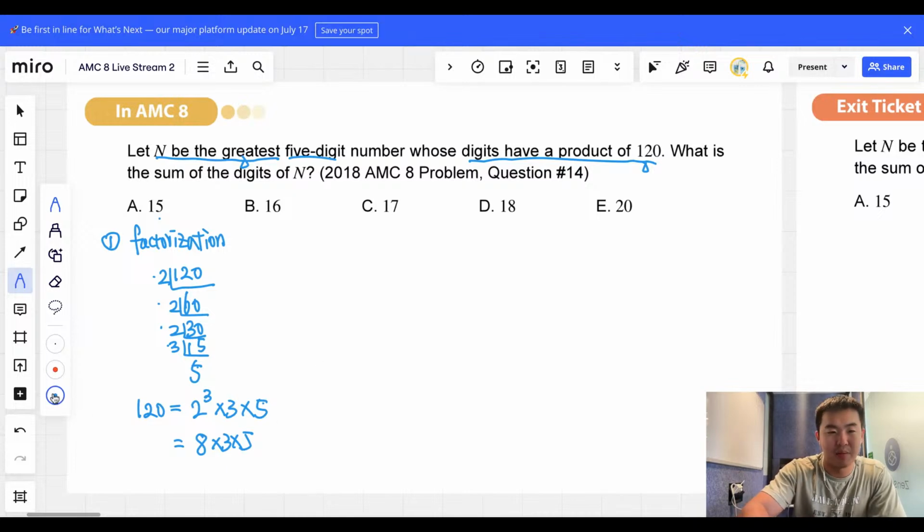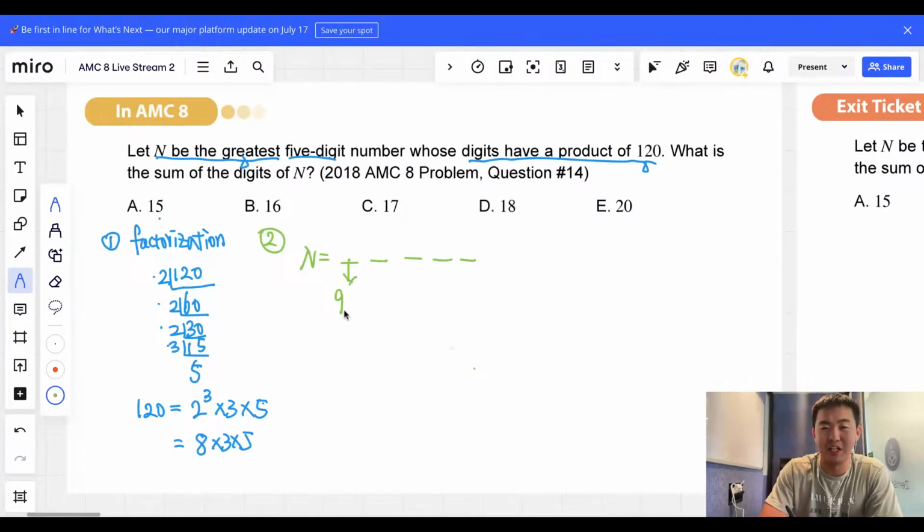Now let's get to the second step. I will put number 2 here to denote the second step. Let's say n is a 5-digit number, so n equals 1, 2, 3, 4, 5. These are the five digits. In order to make it the greatest, we want to put the higher number to the left. For the first digit, the 10,000s place, we want to put a 9, because 9 is the largest number possible in a single digit.